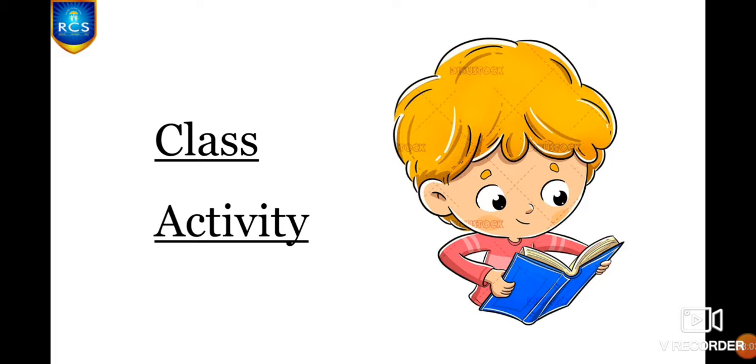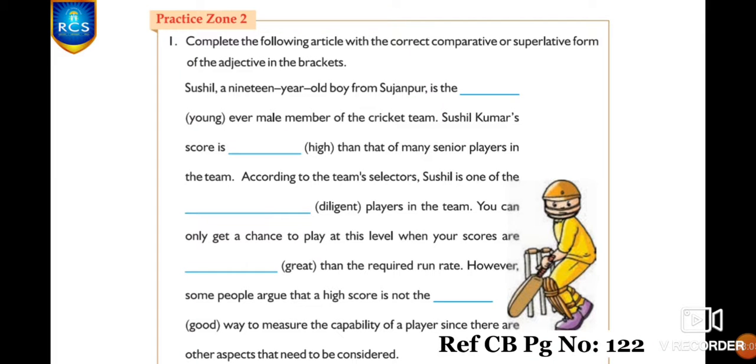Now let's do a class activity for today's session. Practice zone 2 in concept book page number 122. Complete the following article with the correct comparative or superlative form of the adjective given in the brackets. Read the passage thoroughly and you have to write suitable degrees of comparison, that is, comparative and superlative form, with the help of adjectives given in the brackets.